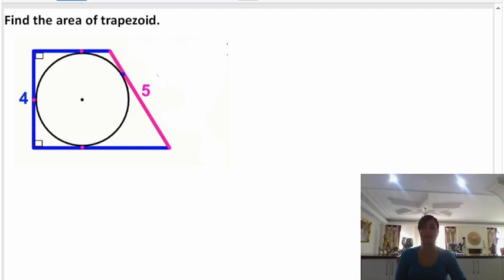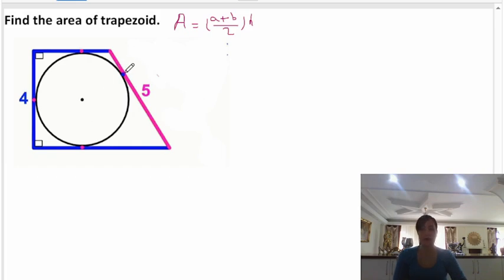So let's get started. Here we are going to find the area of the trapezoid. I only have this side, the height of the trapezoid, and this side. I try to use some rule to find the two bases, because we know the area of a trapezoid equals the sum of the two bases that are parallel, so (A plus B) divided by 2 times the height, which here is 4. So I have to find this base and this base.